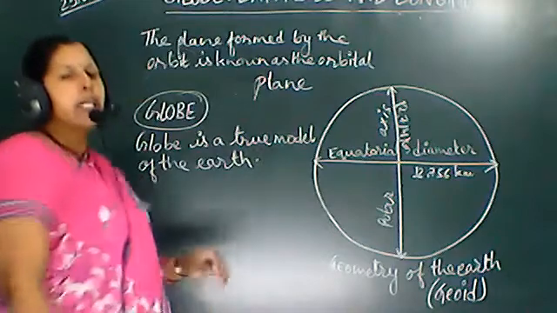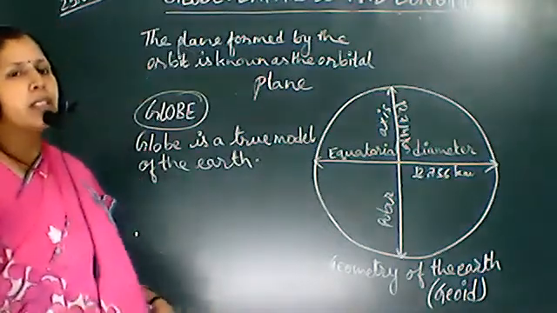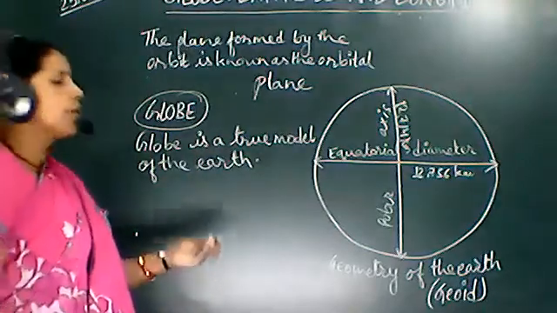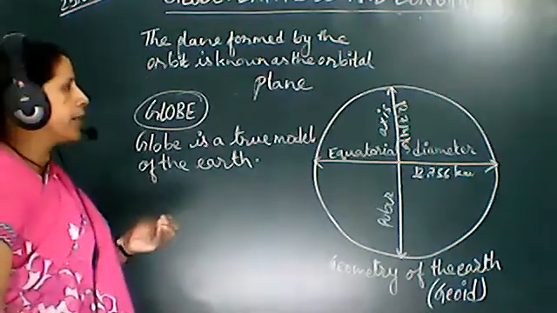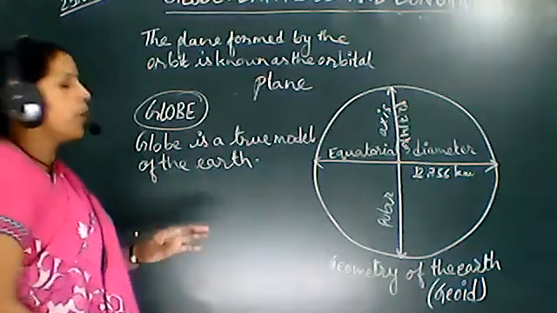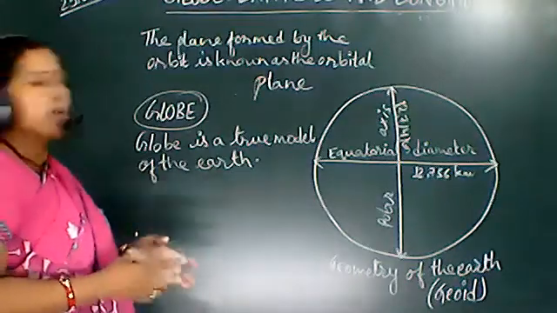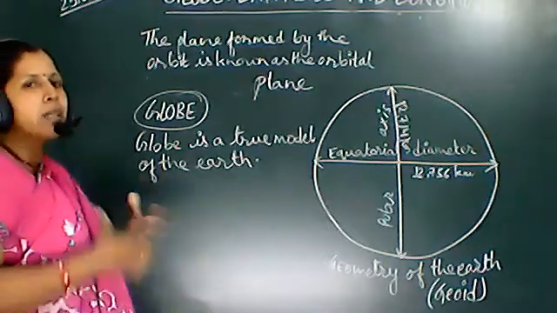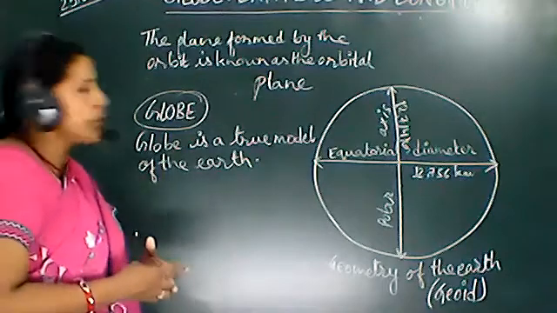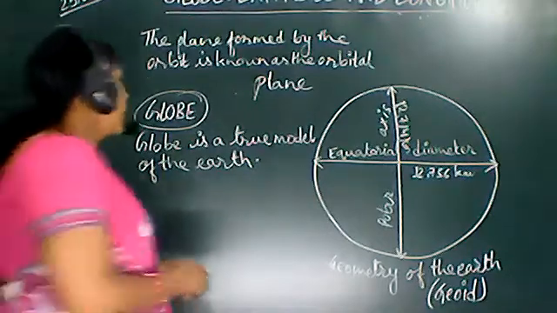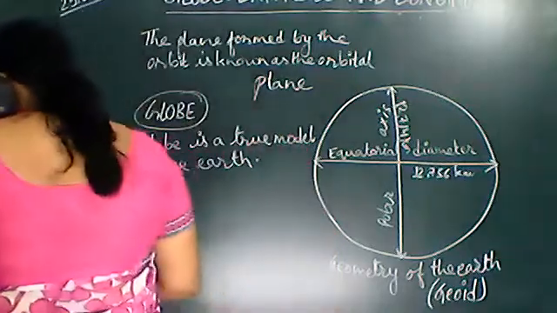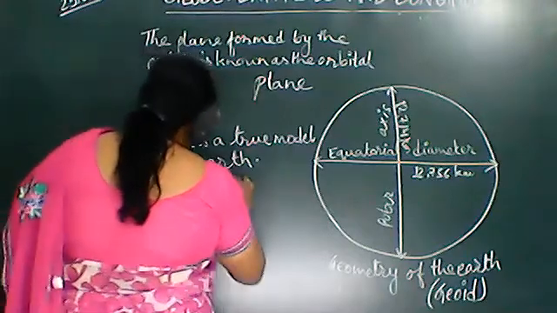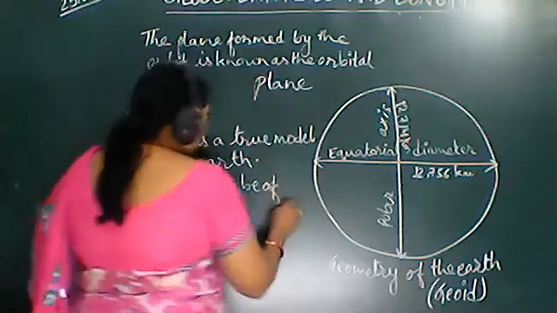If we want to understand our planet Earth, it is not possible for us to go from one corner to another to understand the different features, the different countries and the rest of the things. So we have prepared a miniature form of the Earth. Globe is a true model of the Earth, and on the globe, places are shown in a miniature form. Globes may be of varying sizes.